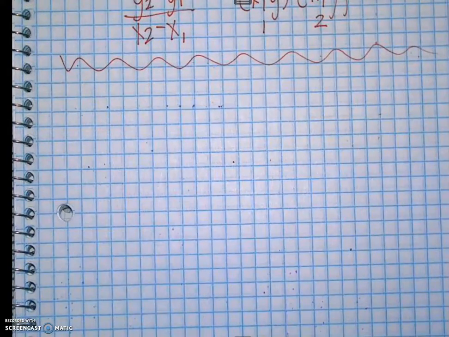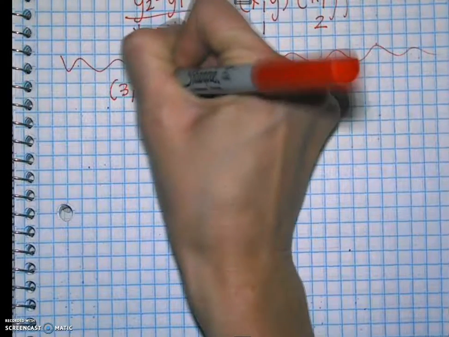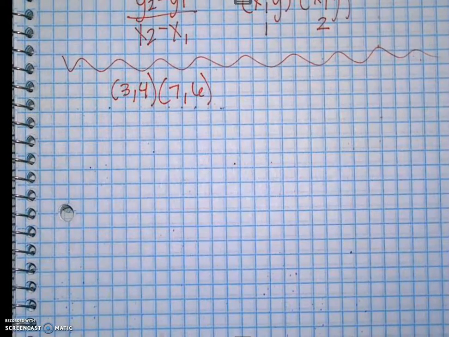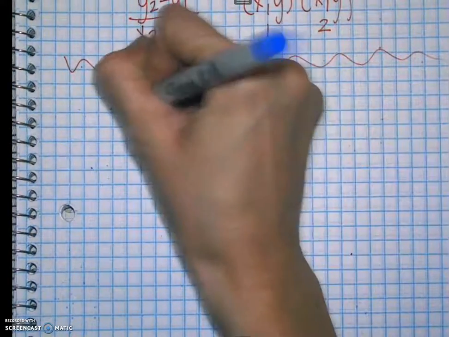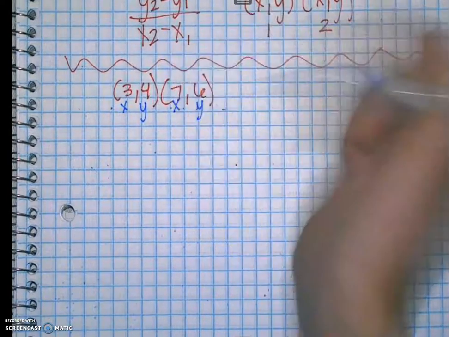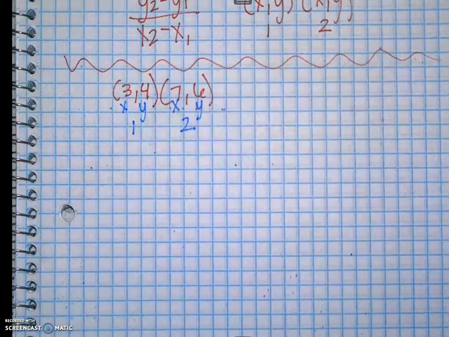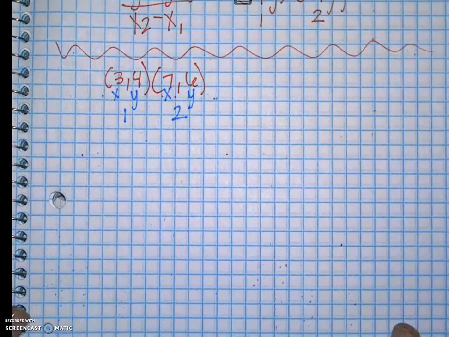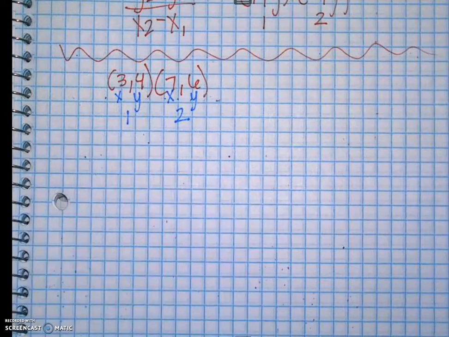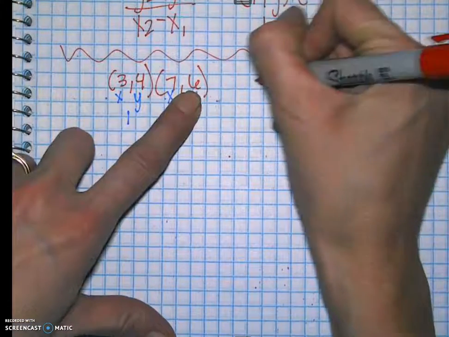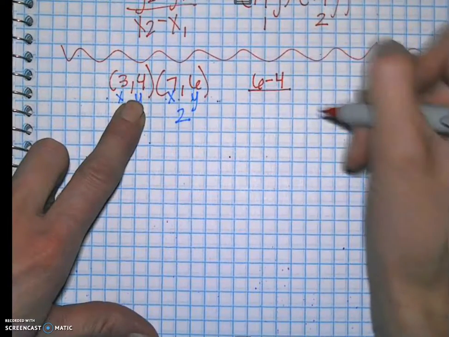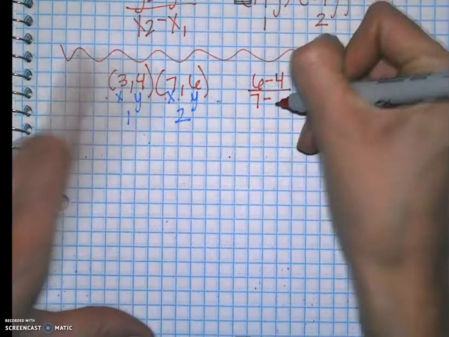Okay, so the first set of ordered pairs are 3, 4, and 7, 6. Like I said, if you want to actually go in and label them x, y, and say this one is 1 and that one is 2, that's totally fine. But guys, that's up to you. If you can do it without that, that is also fine. So we're going to take this and plug it into the formula. So it says y minus y. I'll do y2. So y2, 6, minus y1, 4, over x2, 7, minus x1, 3.